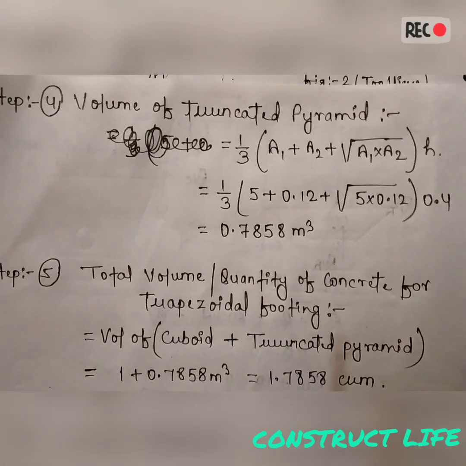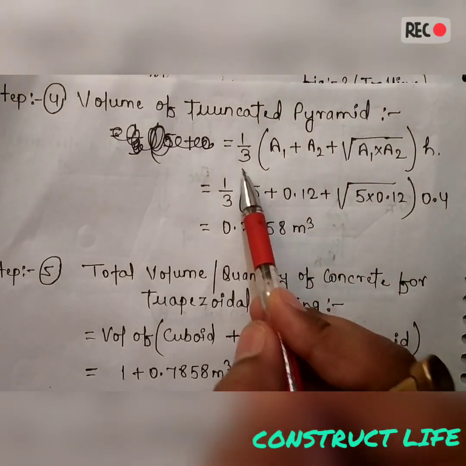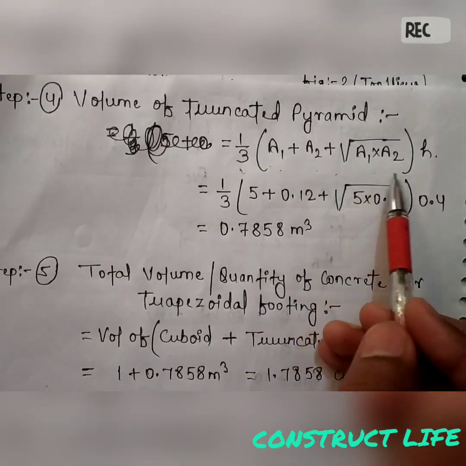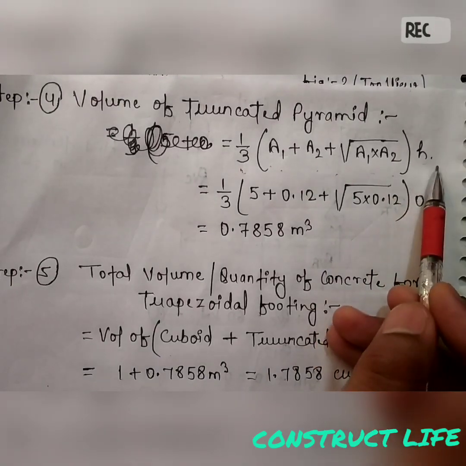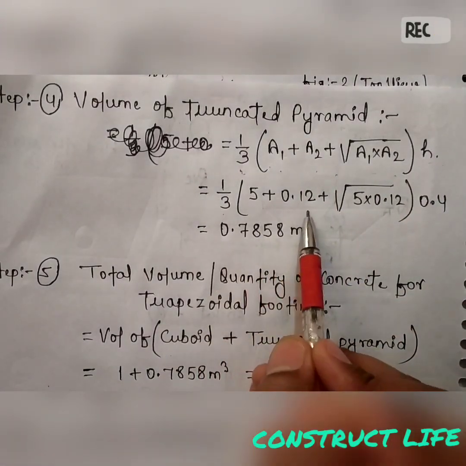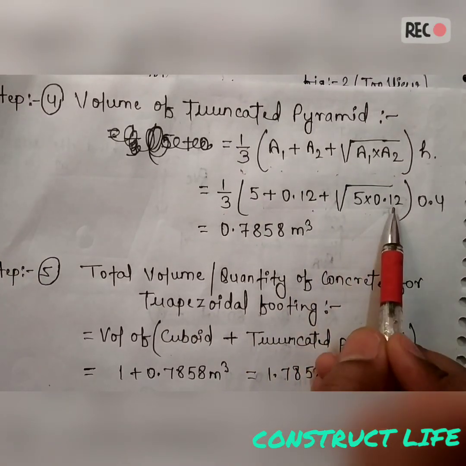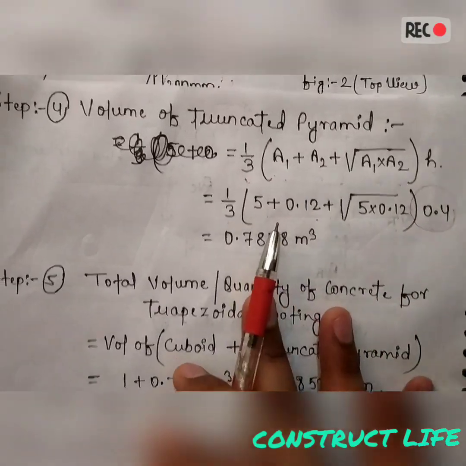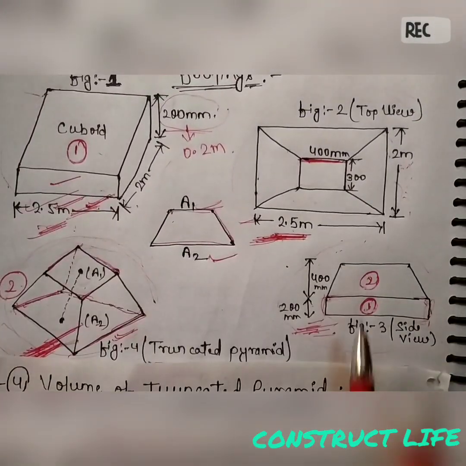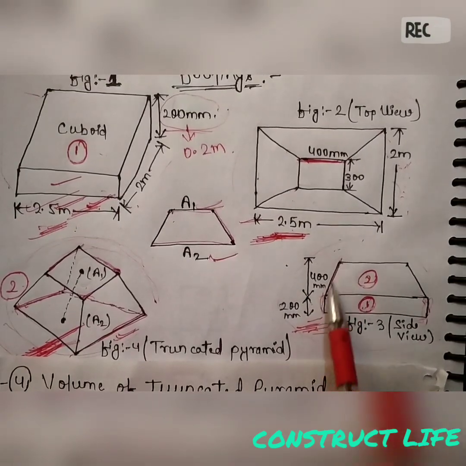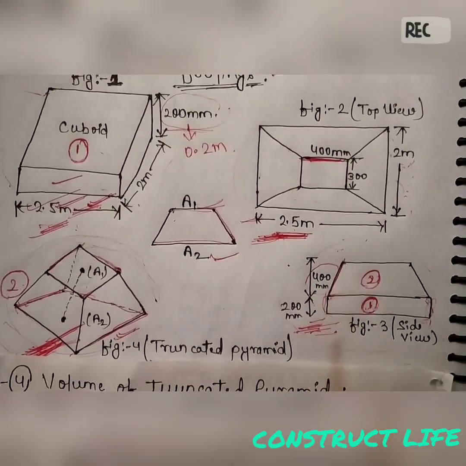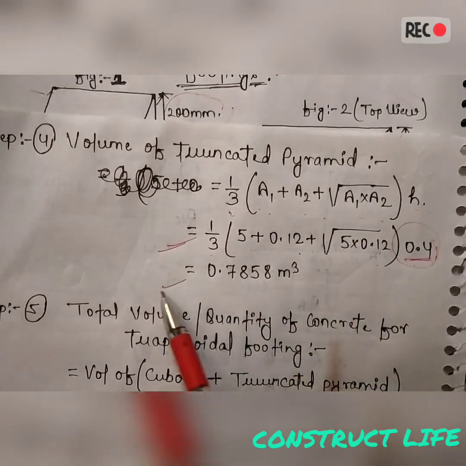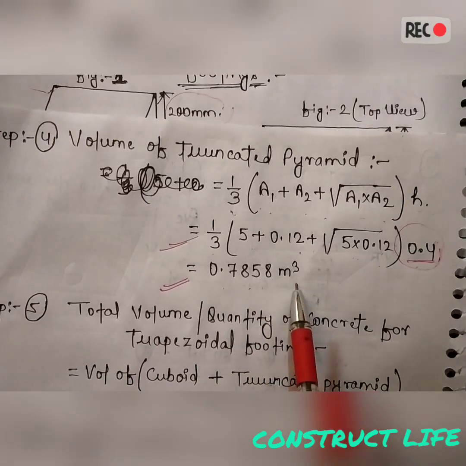The volume of the truncated pyramid is 1 by 3 multiplied by, in bracket, A1 plus A2 plus root under A1 multiplied by A2, whole bracket, H. 1 by 3 into 5 plus 0.12 plus root under 5 into 0.12, into 0.4. Height is 0.4. Here it is clearly mentioned that the height is 400 mm, so I have converted this 400 mm into meter. After solving this, we will get the value 0.7858 meter cube.